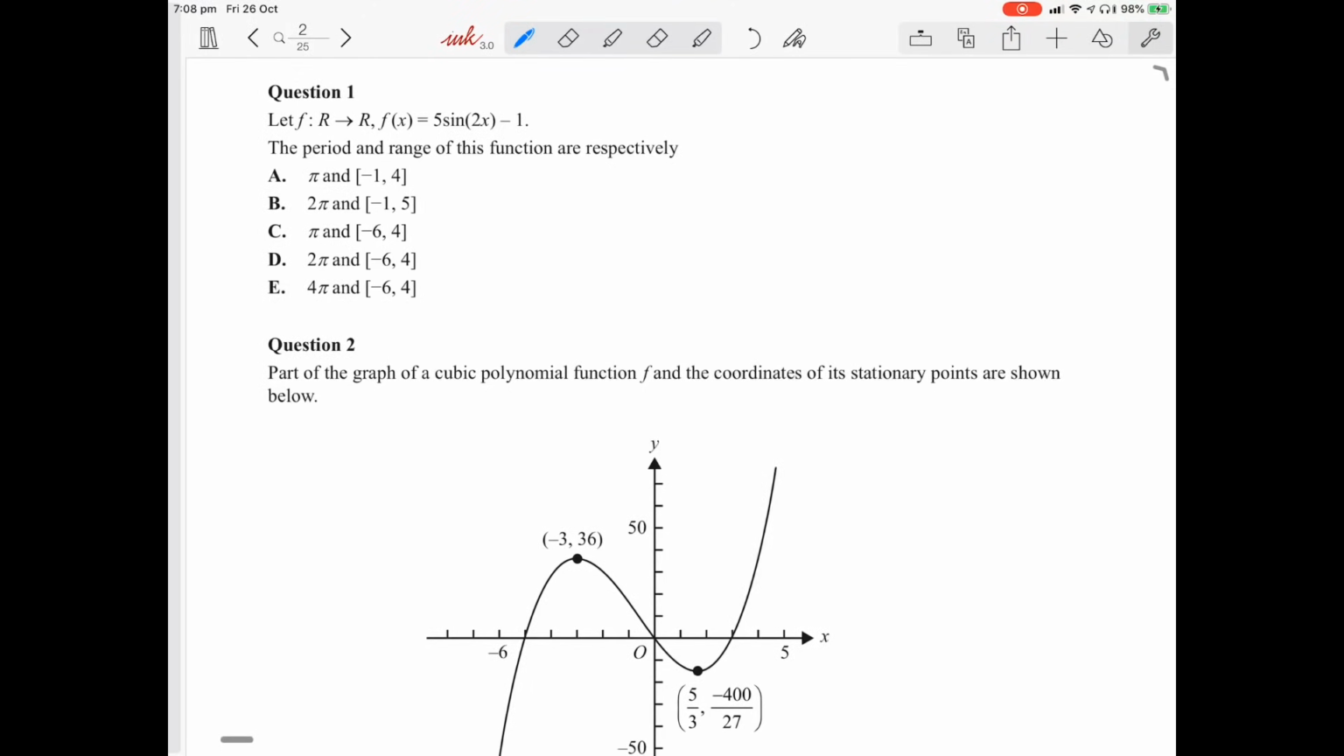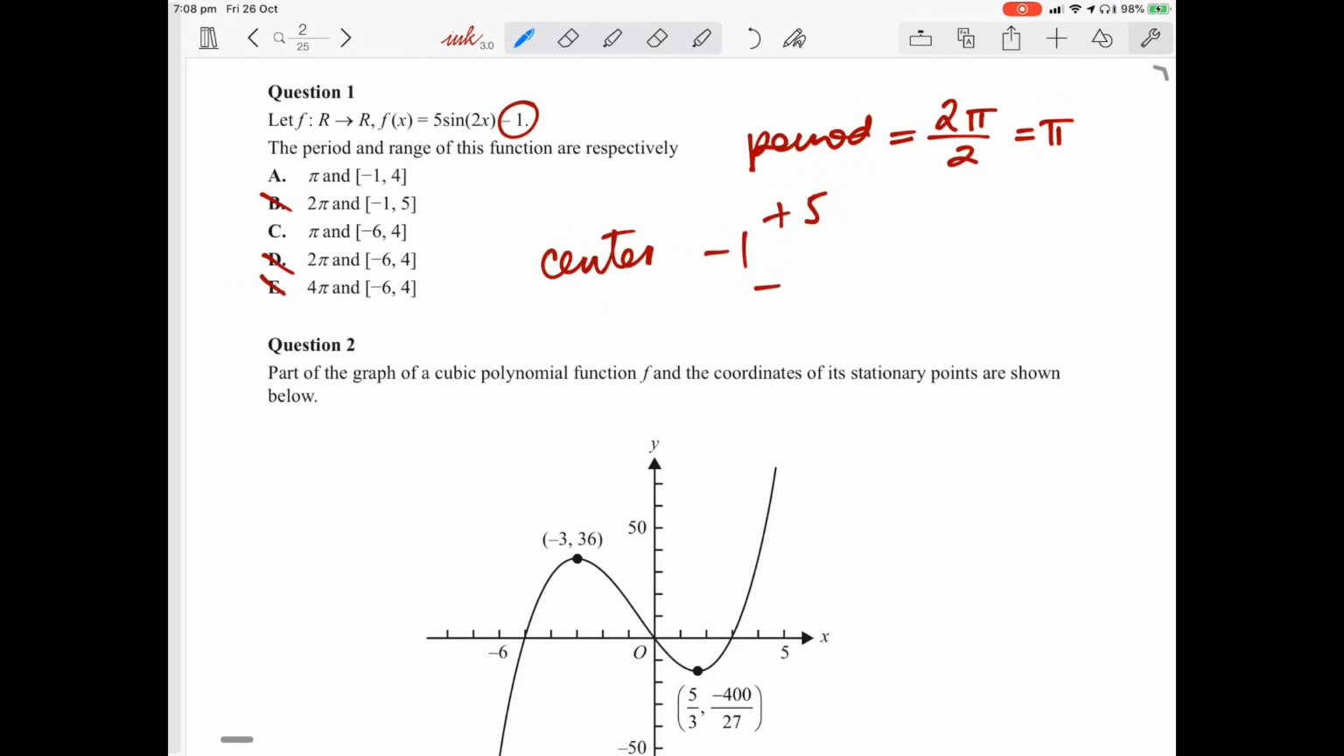Okay, so 5 sine 2x minus 1. The period one, we know the period is 2 pi on n. In this case, n is 2, so our period's pi. So I can automatically scrap those. My range, my center of my graph is -1. And I've got to add the amplitude and subtract the amplitude. So we're going to go up to 4 and down to -6, which would make it -6 to 4, which means that C is our answer.